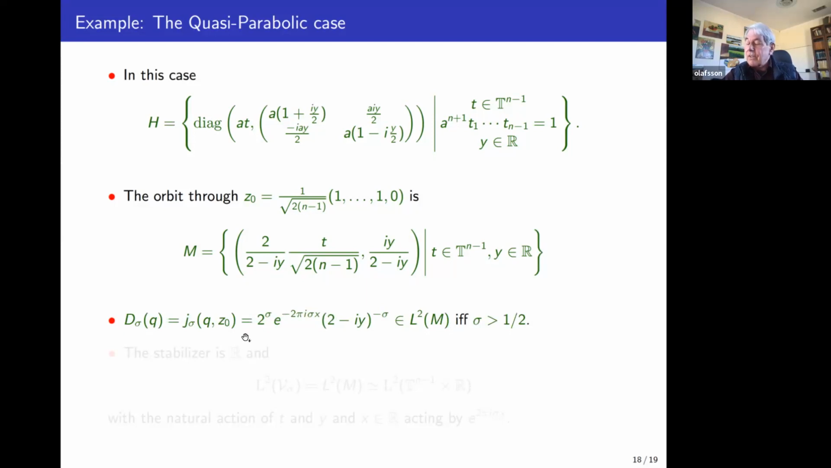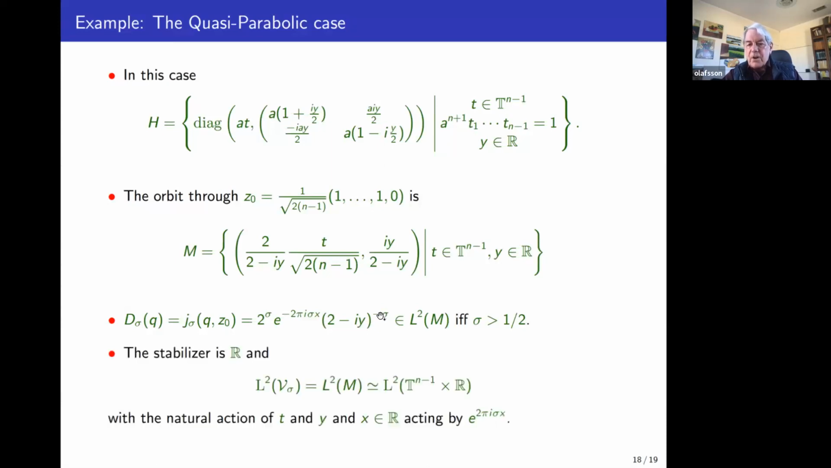You split the line bundle again up. You have the sigma here. Okay, that is what comes from the A. And then you have 2 minus i y. And that is only integrable if sigma is greater than 1/2. Okay? So this is not in the L2 for all of the sigma parameter. You have to stop as you hit the 1/2, but that is easy to deal with, okay?